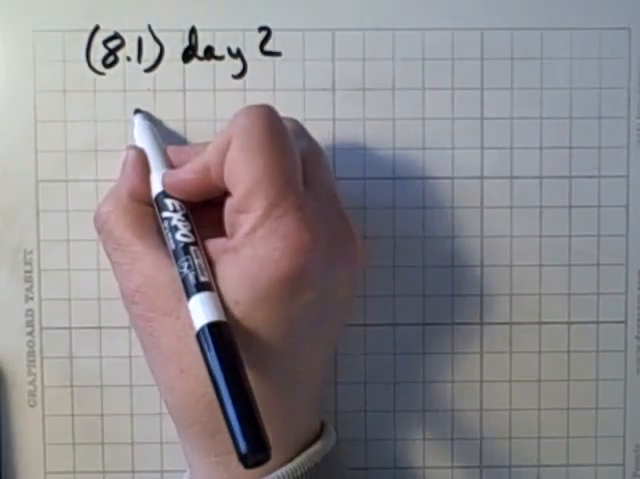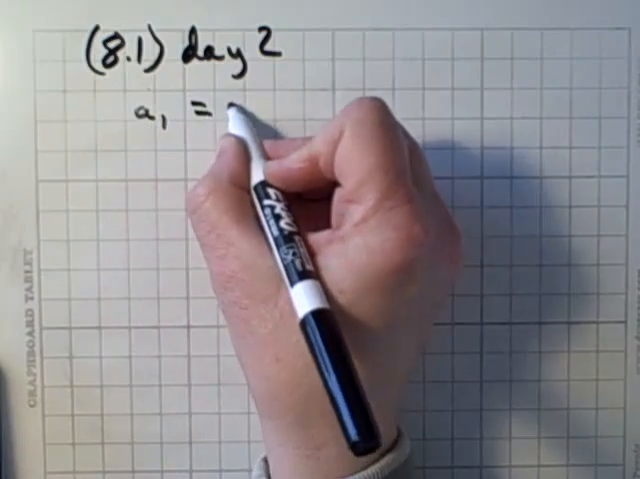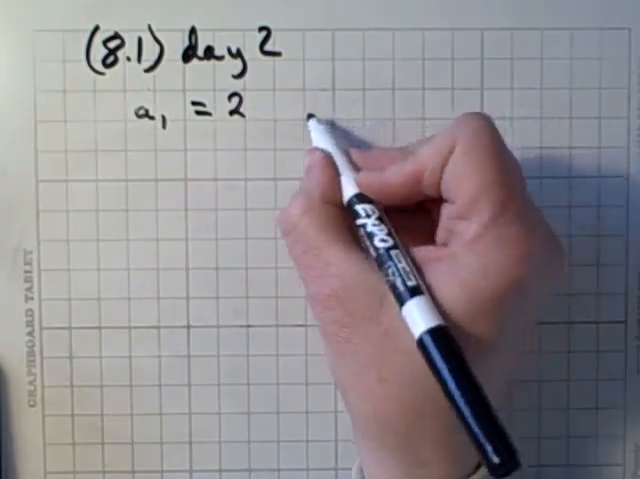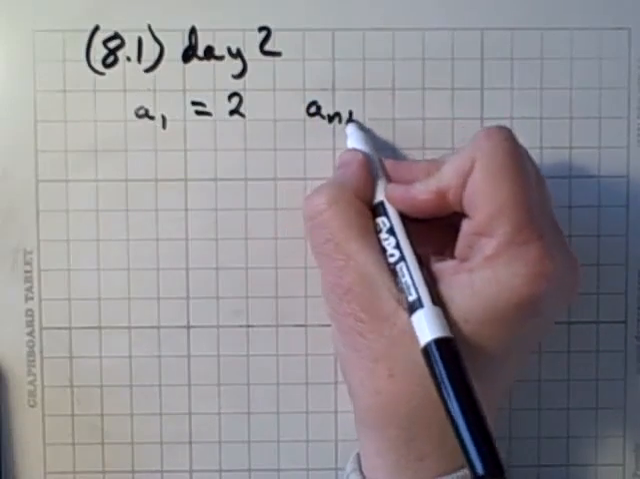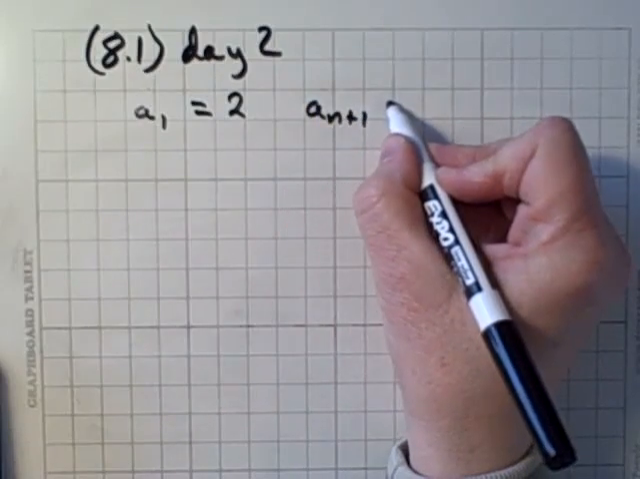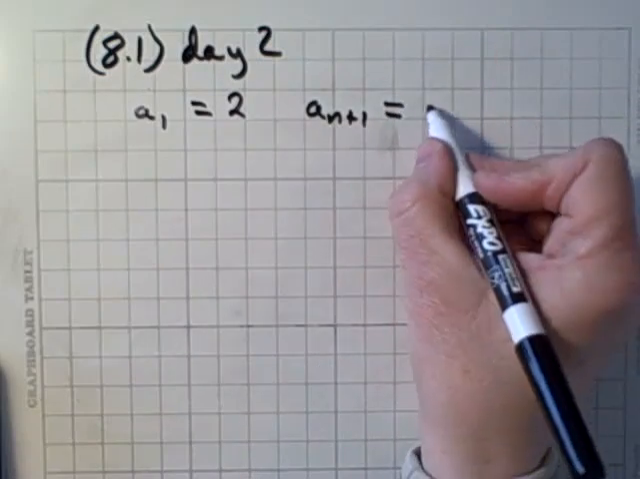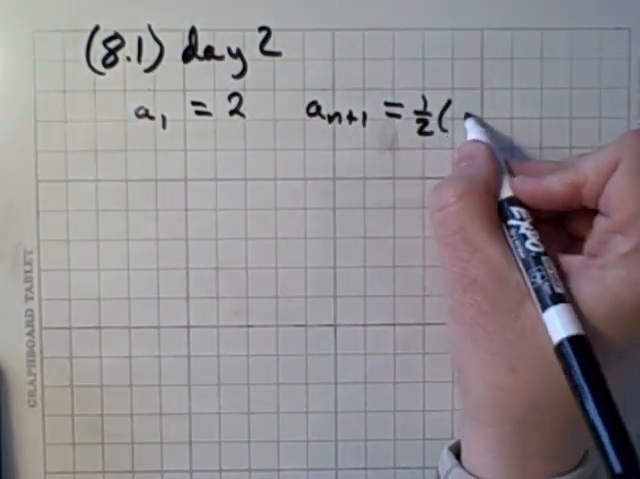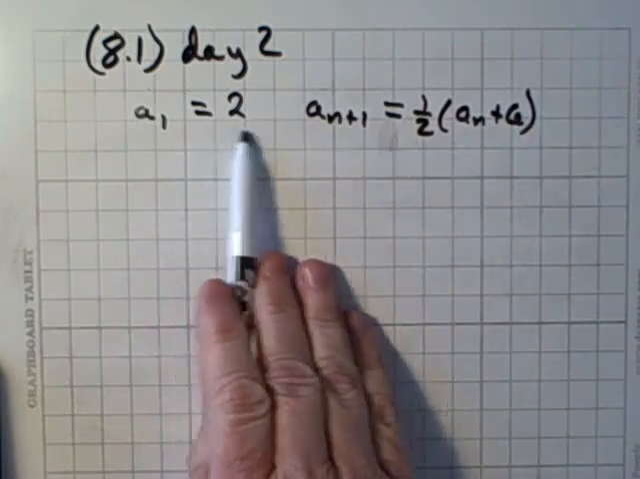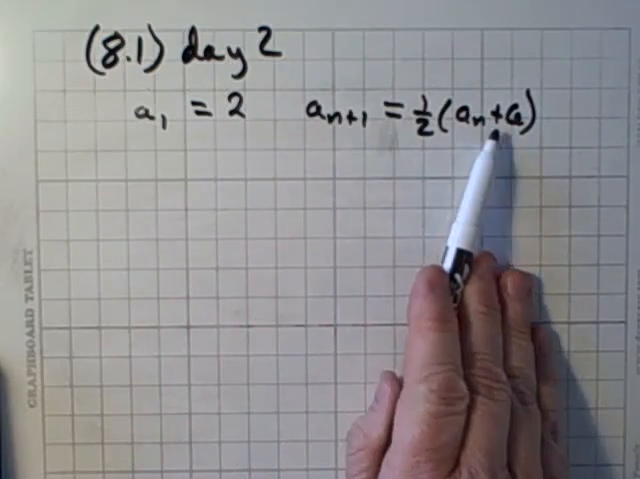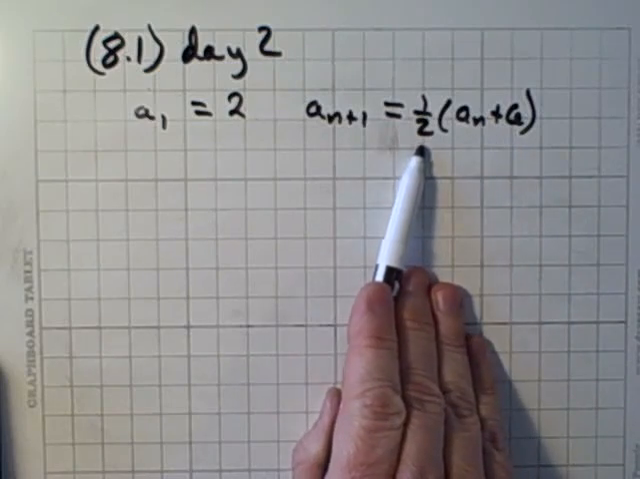It starts out with a recursive definition. So this particular pattern is not an nth term formula, but the first term, and then a description of how to get the next term. So the (n+1)th term is equal to 1/2 (a sub n plus 6). So to get the next term, take the previous term and add 6, and then cut it in half.